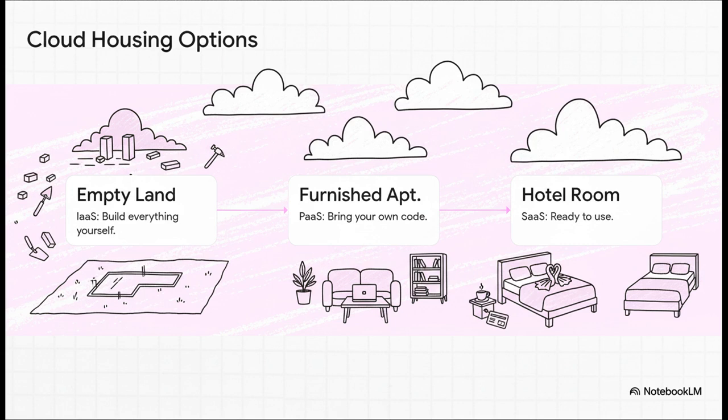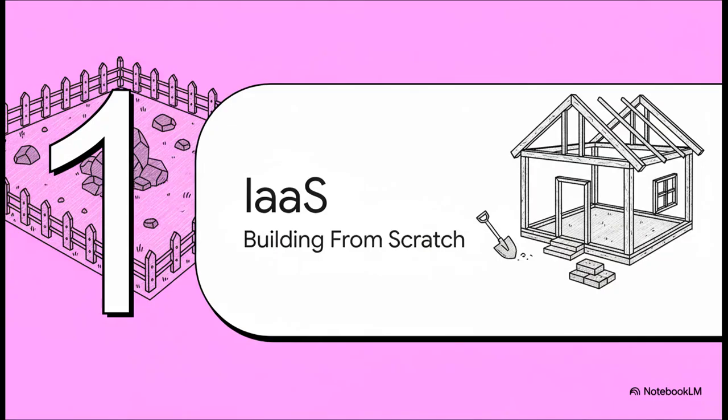Let's start with that first one, the empty land. So this first option, it's called Infrastructure as a Service, or IaaS for short. And yeah, it is exactly like buying a plot of empty land. The provider gives you the raw foundation, but guess what? You're the one who has to build the entire house on top of it.